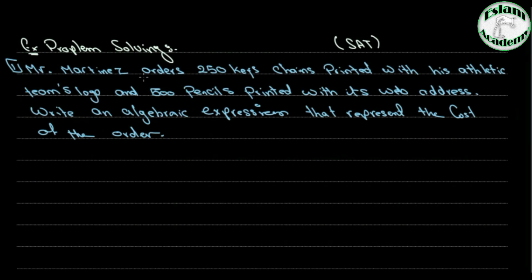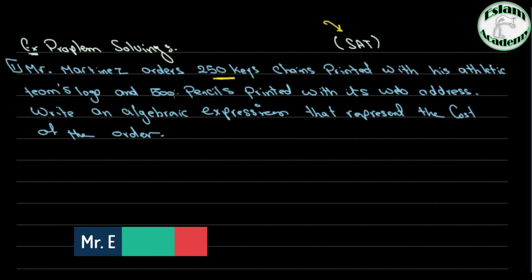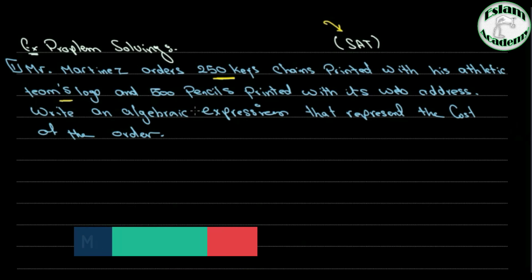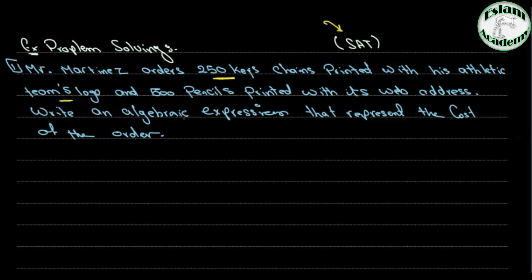The last part in our lesson today is the problem solving. You can find this question in ACT section number 3. Mr. Martin orders 250 keys printed with the team logo, and 500 pencils printed with a web address. Write the expression which represents the cost of the order. Now the order is formed from keys and pencils. To write the algebraic expression, we need to use a number and a variable. The first number we have is 250 for the keys, so we can use any variable for the keys, such as k. So we have 250 times the number of keys.